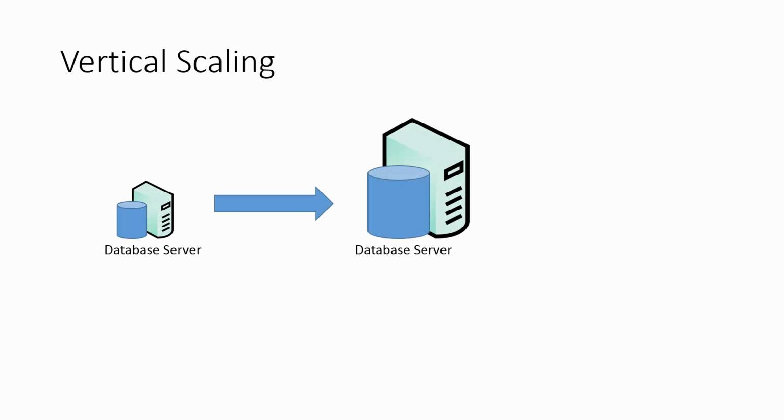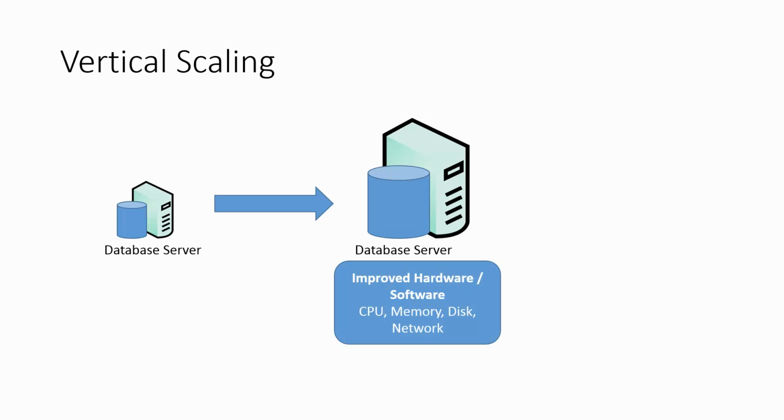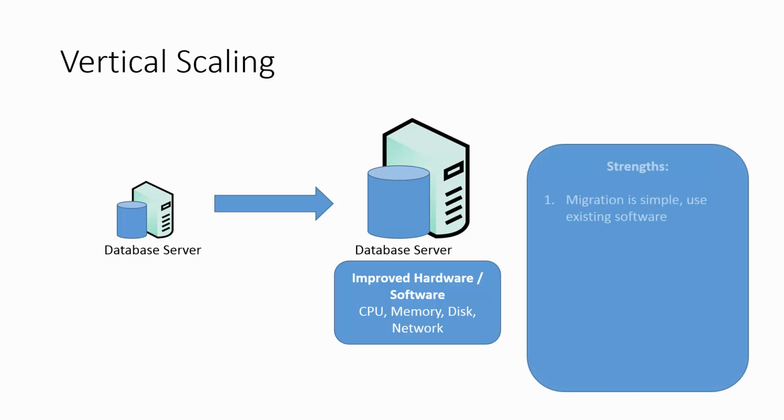The simplest scaling technique that we can first cover is vertical scaling. Now, in vertical scaling, you simply take your database server that you were using to run your favorite database program and storing all of your information, and you move that to a much bigger database server. By bigger, I mean you have improved hardware or software, and you typically increase the size and specifications of the CPU, memory, disk, or network. Now, this approach has a few strengths because the migration is quite simple. You simply use the existing software and data, but you just move it to a new server.